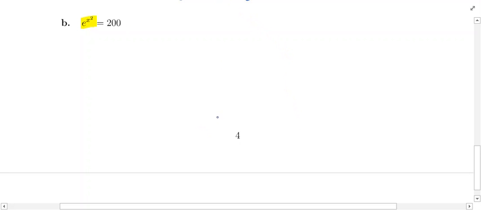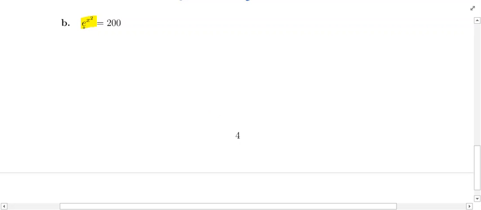First thing we need to do is isolate the exponential term. So e is the quantity that's being raised to the x squared power. e is the base here. This is the exponential term that I've highlighted in yellow. It's already isolated for us.